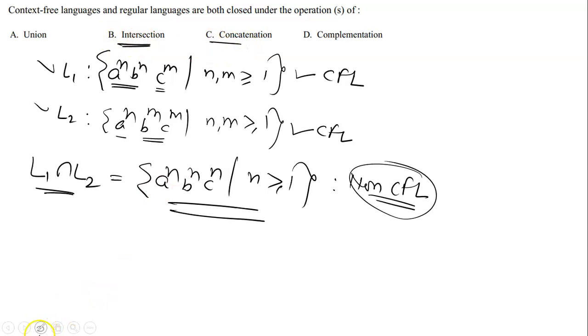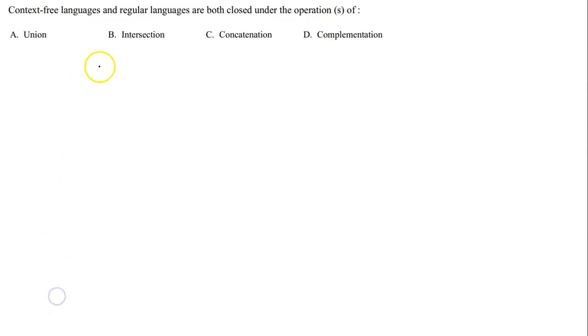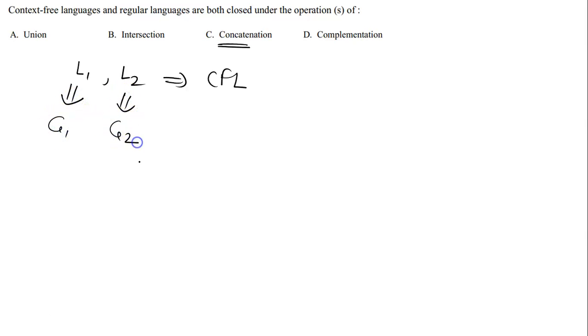Let's see the next operation, that is concatenation. The set of context free languages is closed under concatenation operation, and very easily we can prove it. If you have L1, L2, two context free languages, for L1 we have a context free grammar G1, and for L2 we have a context free grammar G2.